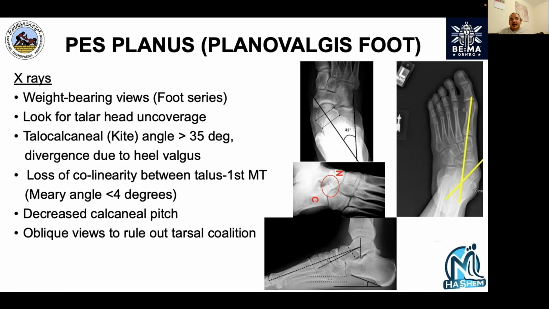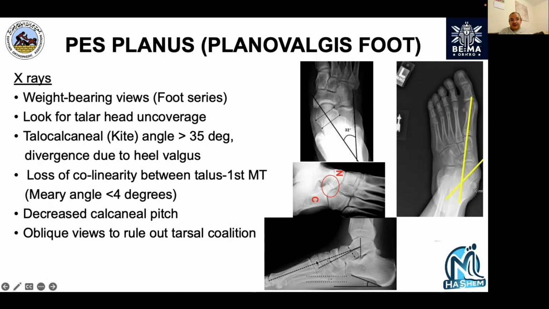Then you spot the calcaneal pitch, which is the angle between a line tangential to the inferior edge of the calcaneum and the ground, and this is normally about 16 degrees. And if this calcaneal pitch is decreasing, it means this foot is going to be flat. The lateral longitudinal arch is not there anymore, and this gives you an idea that this is a planus.